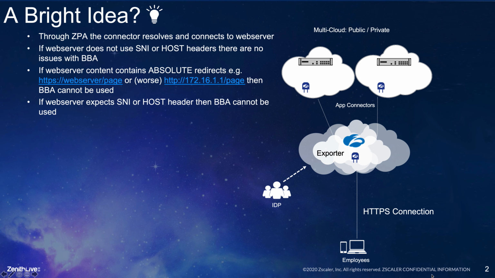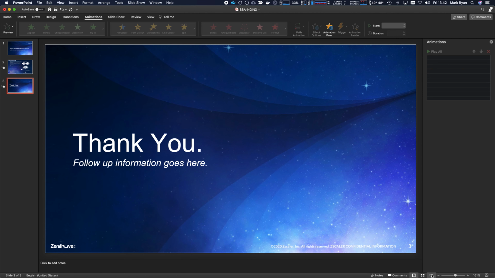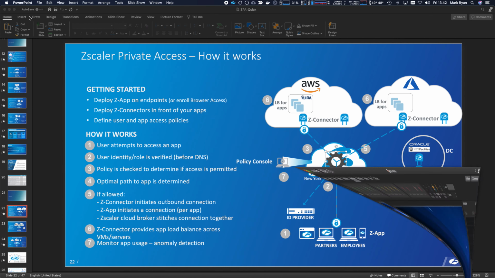So the concept: if we put Nginx in between the connector and the web server, Nginx can do the rewrite of the content and of the headers. Secondarily, you can actually install Nginx on the connector. Now, obviously, installing it on the connector is going to increase memory and processing on the connector, so we would need to think about additional capacity for that kind of content. So let's take a look at how that would work.